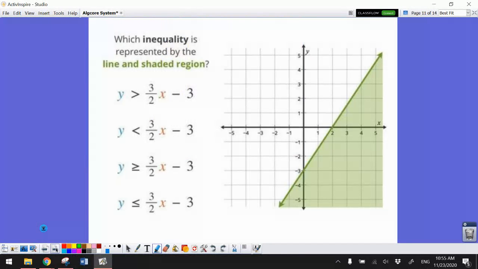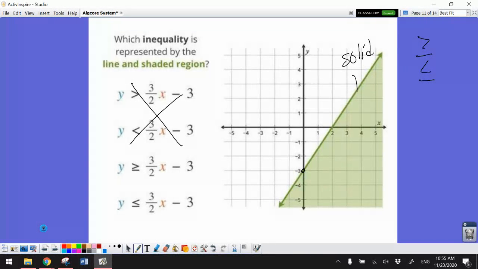Okay. Let's take a look at this problem and see if we can figure out which inequality is represented by this. So we know that the inequality is 3 halves x minus 3. That's the same all the way. The question is, is it greater than, less than, greater than or equal to, or less than or equal to? The first thing I want to look at is the line. Well, I see the line is solid. So I know it has to be either greater than or equal to or less than or equal to. So these two are gone just because of the type of line.